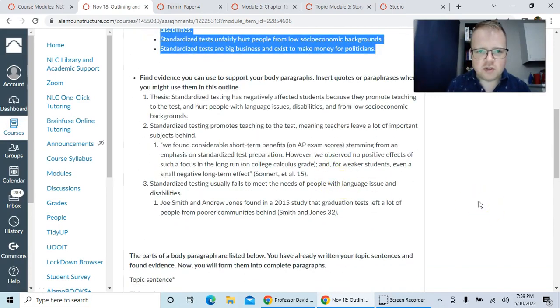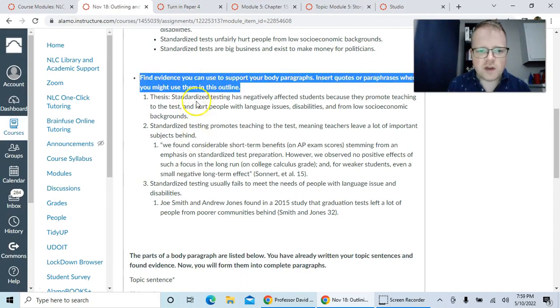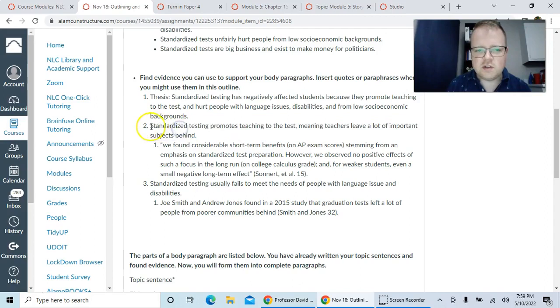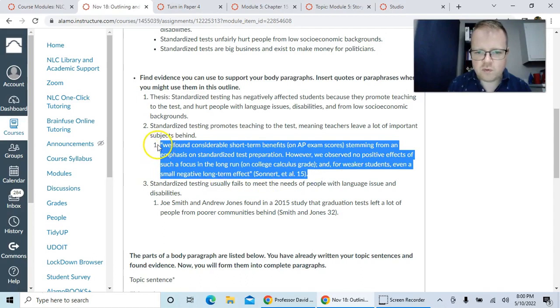After that, you're going to flesh them out more by adding evidence. So you're going to go into your evidence, and you're going to find a piece of evidence that supports your topic sentences. And here I've found 2 of my topic sentences. So this one is standardized testing promotes teaching to the test, meaning teachers leave a lot of important subjects behind. And then I found this quote from a study. And I should be setting that up more. In my other example, I set it up more. Yeah, explain who wrote this and why as well. That'll save you a lot of time. And then maybe you can have a quote from your source, or you can have part of it that's paraphrased. That's what I did down here. But right now, you just want to have your topic sentences and a bunch of pieces of evidence.